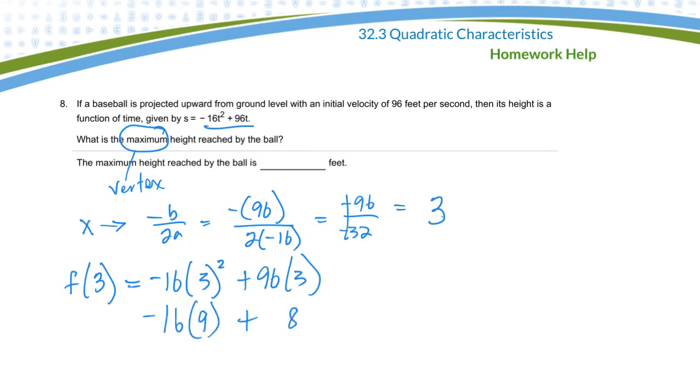Plus, what will that be? 18 times 16 is 288. 16 times 9 is 144, I think. Negative 144. And negative 144 plus 288 would be 144. So the maximum height will be 144 feet. And that happens at 3 seconds. They didn't ask for that, but I'll throw that in.